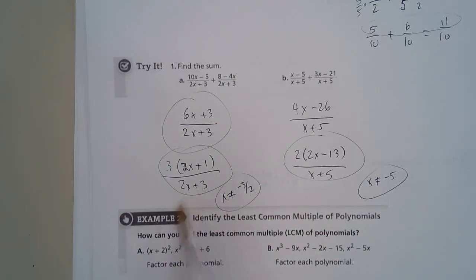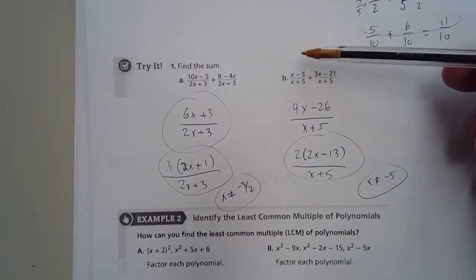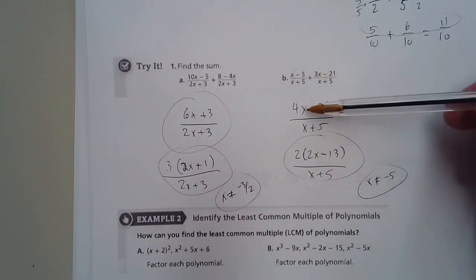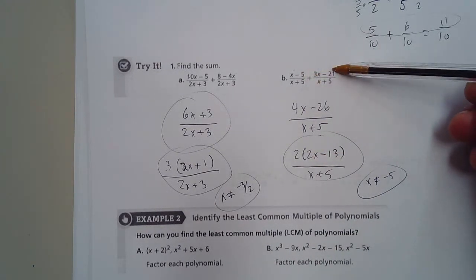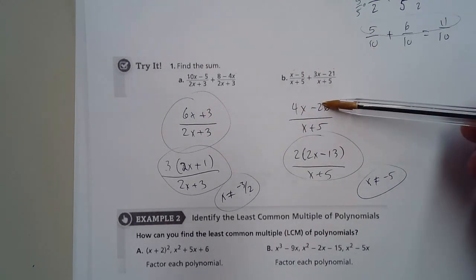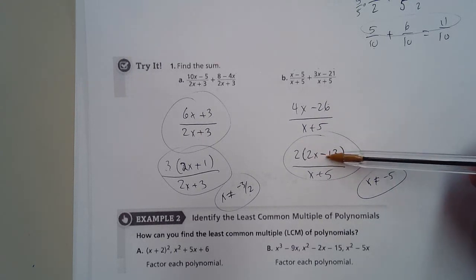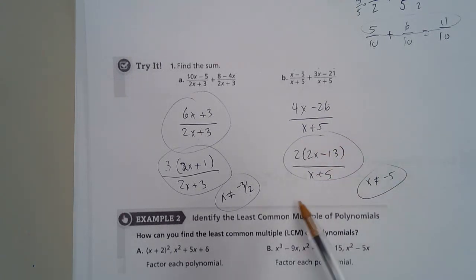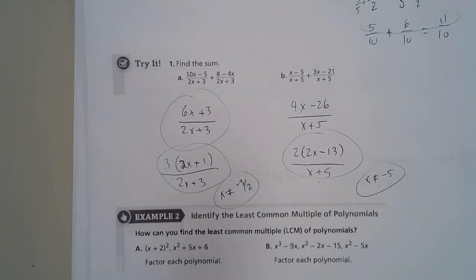Can't be -3/2. Same process over here. x plus 3x is 4x. -5 plus -21 is -26. I factored a 2 out of here, and I got it down to 2x minus 13. But again, nothing canceled. So there's my final answer, and there's my restriction. x can't be -5. So I can't have a 0 down here like we've always had.